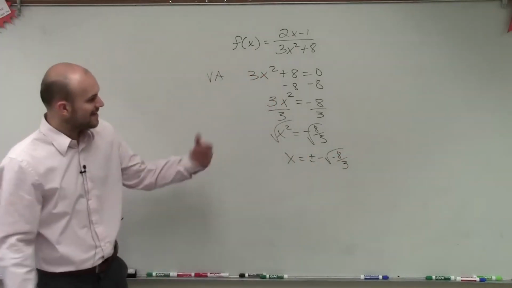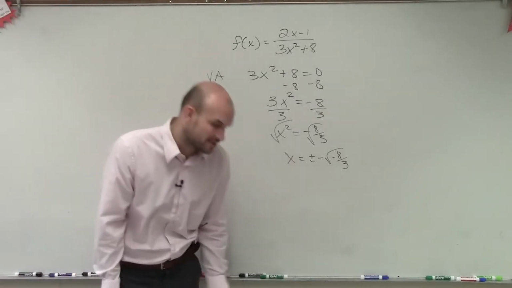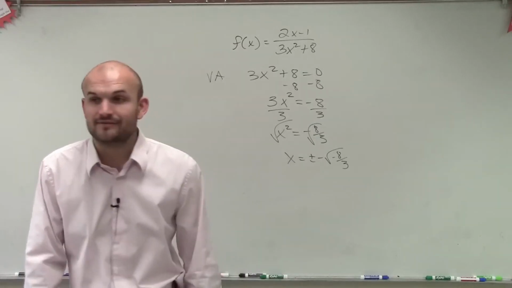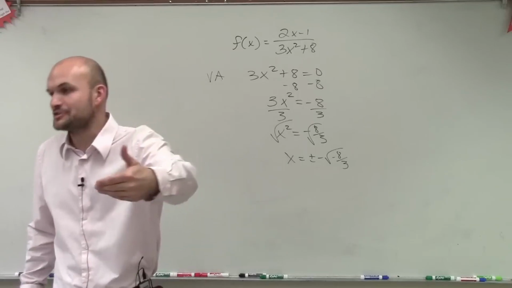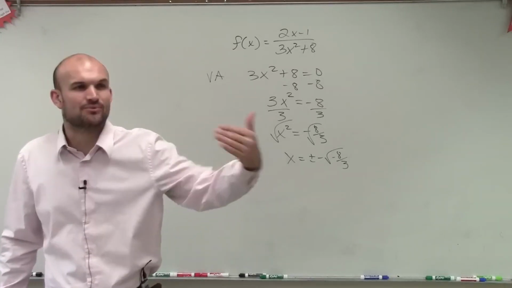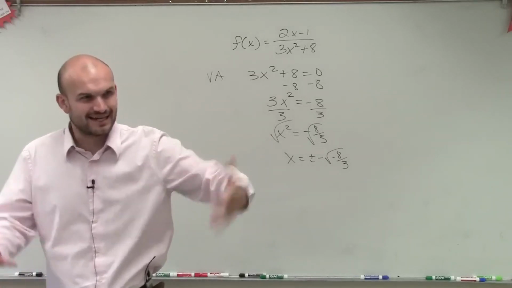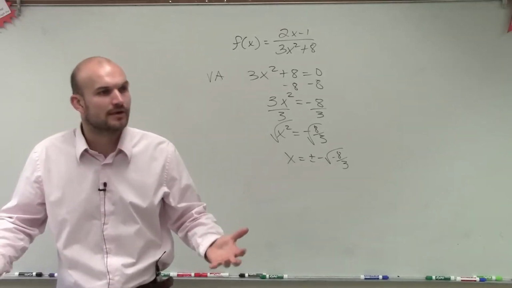So we look at this, and we have x equals plus or minus the square root of negative 8/3. Can you take the square root of a negative number? No, you can't. So therefore, it doesn't make sense. Oh, well, we can, and it's imaginary, right? It's i. So does it make sense for me to graph my asymptote with i? No, that's not going to have a physical presence on our graph with real numbers.